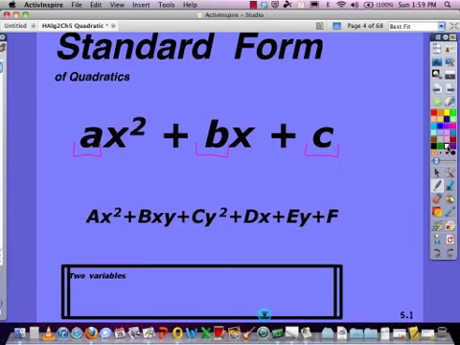I said in degree 1, in one variable, we have 3 different terms that all have different degrees on them. And when we talk about degrees, we're usually talking about degree of the variable. So on the ax squared term, our degree is 2. The variable is x. On our bx term, the degree is 1. Our variable is x. And on our c term, the degree is 0, and our variable is non-existent. It doesn't have one. It has a number. It's called a constant.